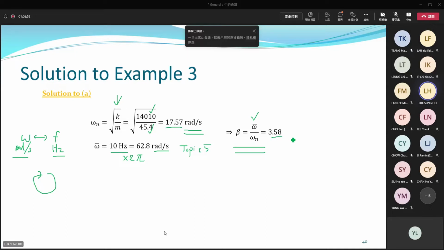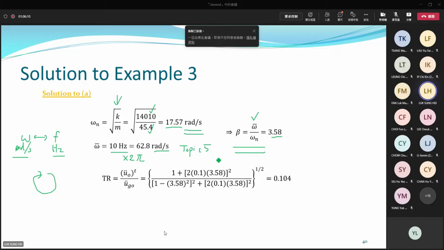It seems that it's a big number, 3 point something, quite far away from the resonant level. Resonance is at beta equal to 1, right? Beta is 3 point something, so it's quite far away from the resonant frequency. So we expect that TR should be a small number. We used the formula before. Use your calculator carefully, then you can get TR equal to 0.104.